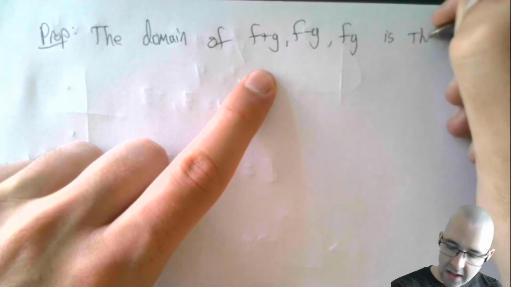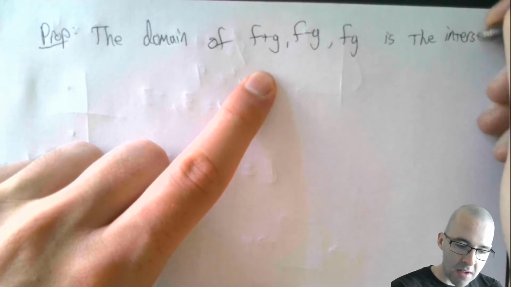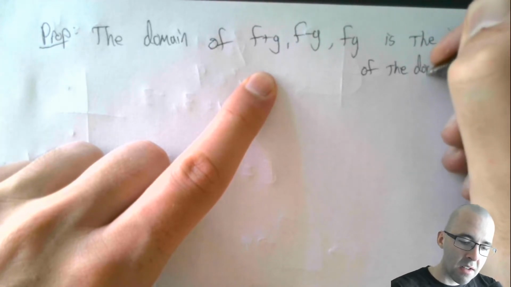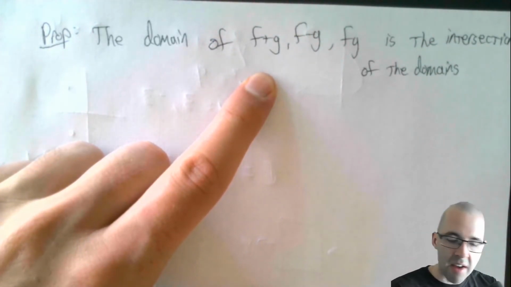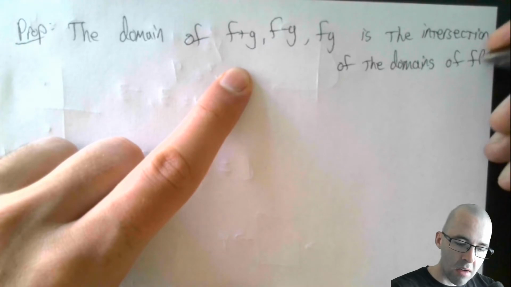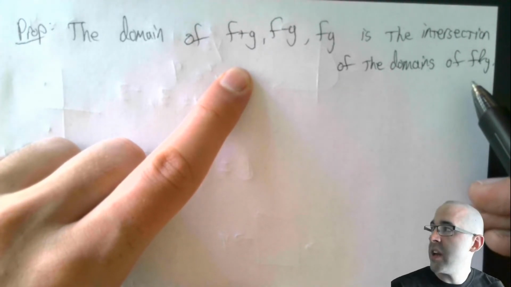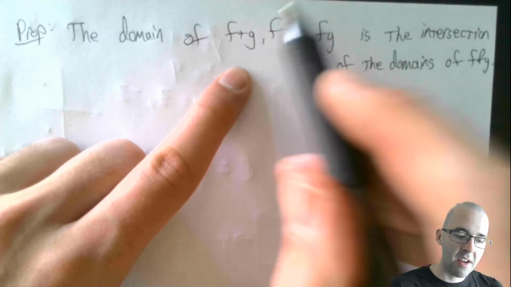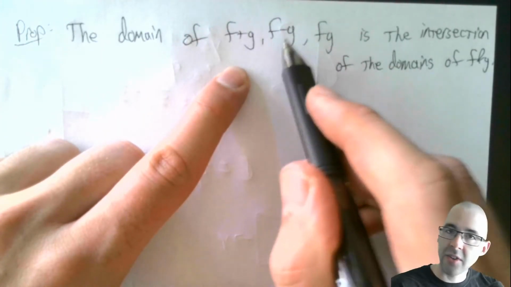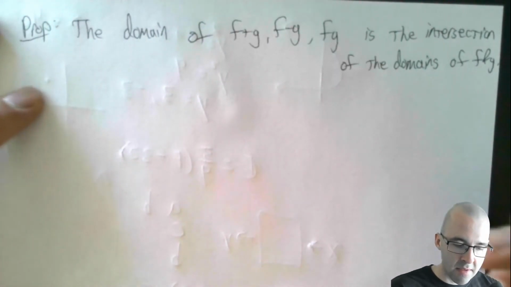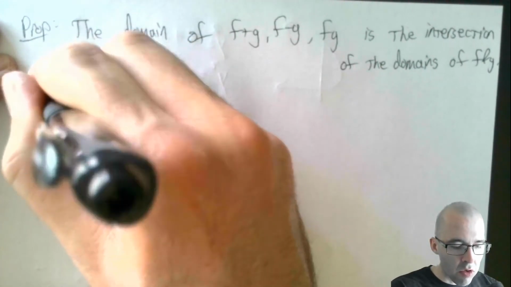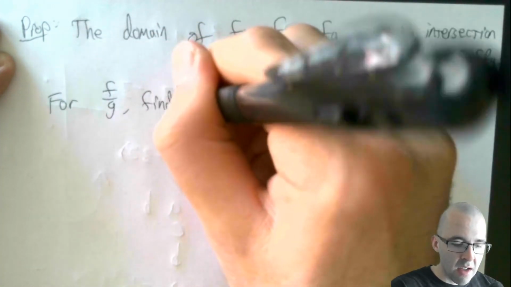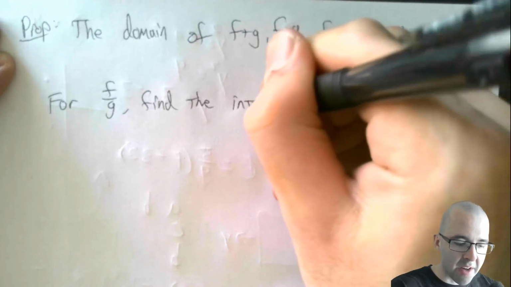It is the intersection of the domains of f and g. So find the domain of f, find the domain of g, find their intersection, and that intersection will be the domain of these three functions. Okay? And similarly, for f divided by g, find the intersection of their domains.